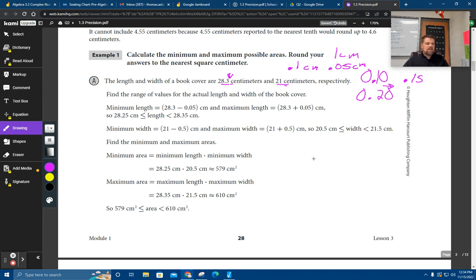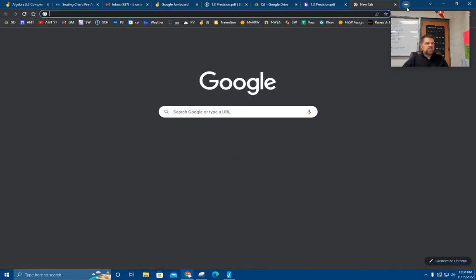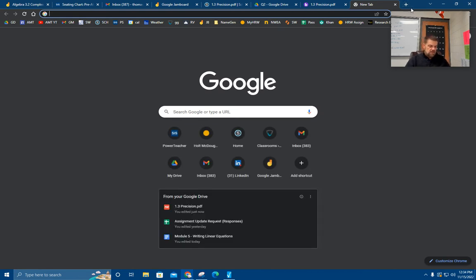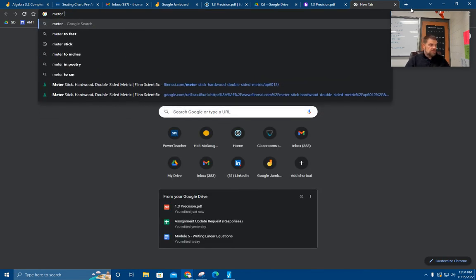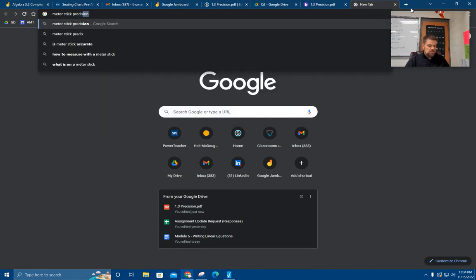And you want to, if I have a, let me see if I can get a pretty good image. I wish the textbook had some images of this. Meter stick, precise or precision.